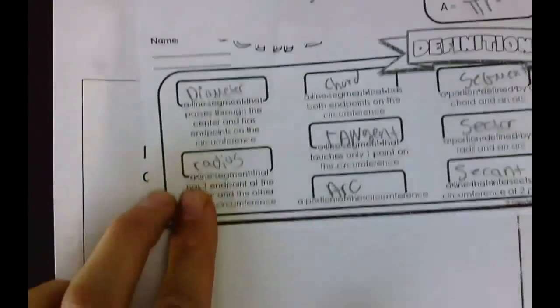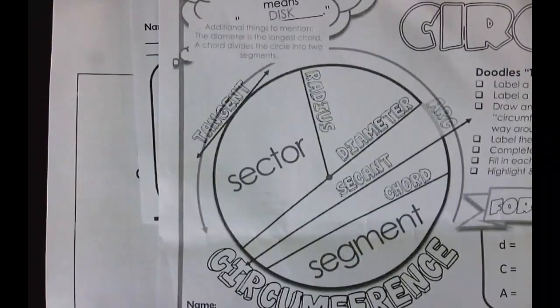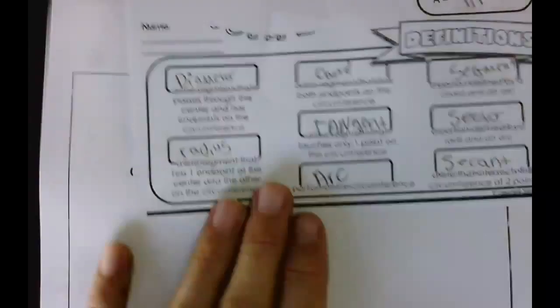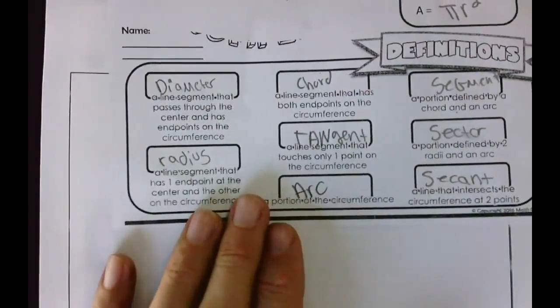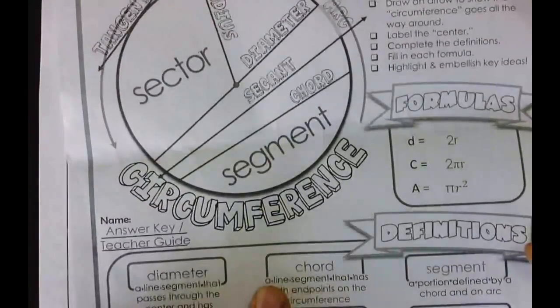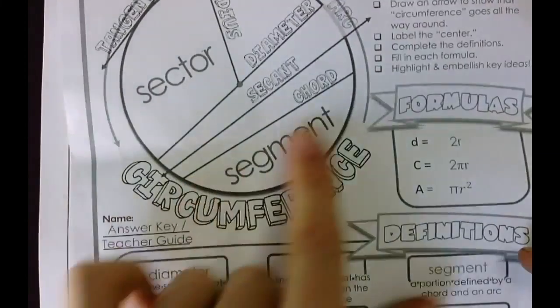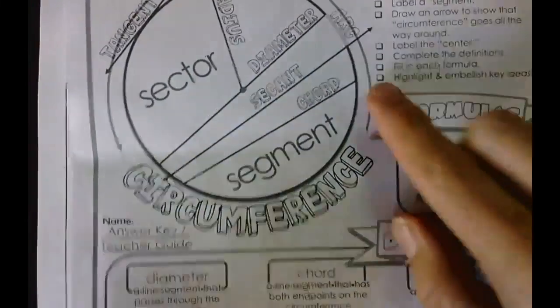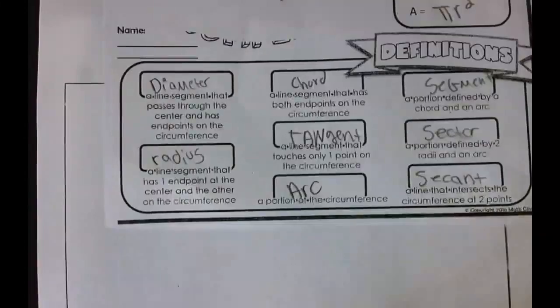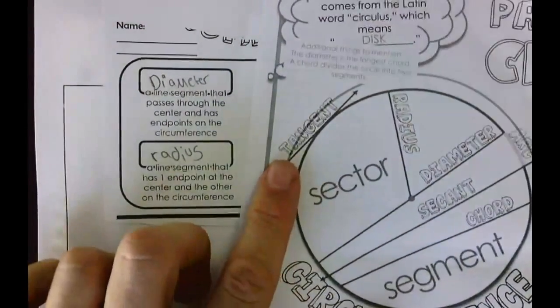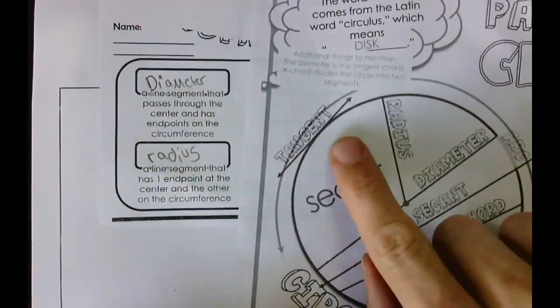A radius goes from center to rim. A chord is a line segment that both endpoints end on the circumference. A line segment has no arrows, stops, and ends on the circumference. A tangent is a line segment that touches only one point on the circumference. We won't be focusing so much on tangents in this class.